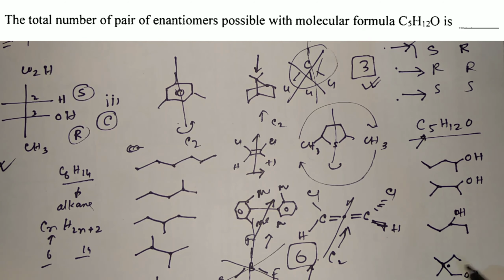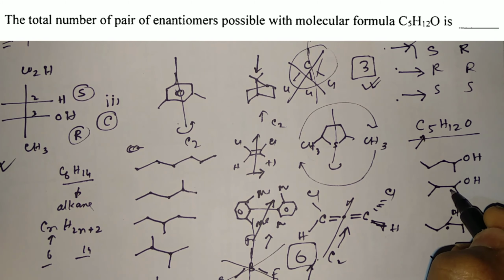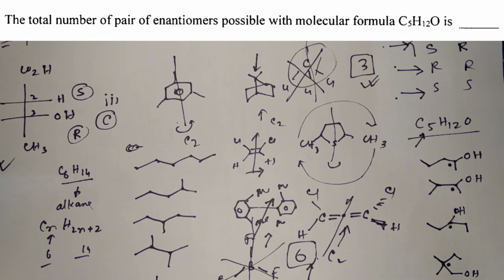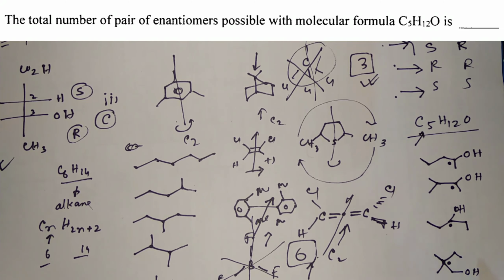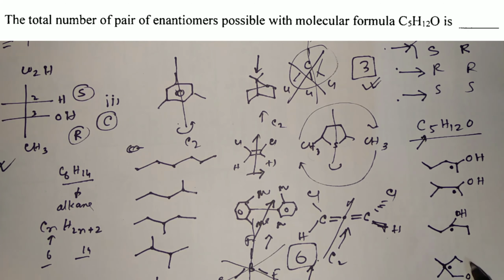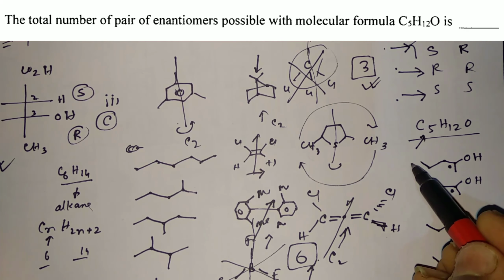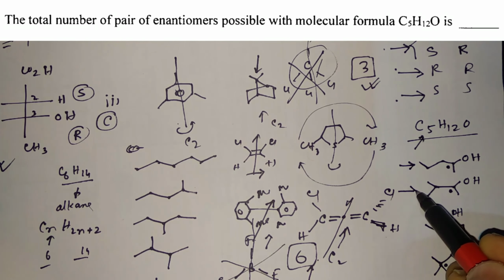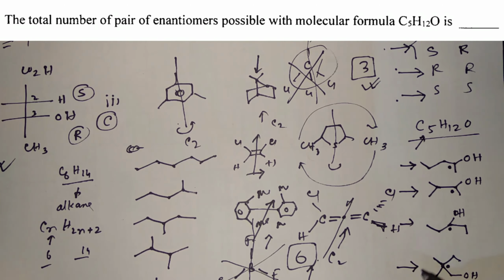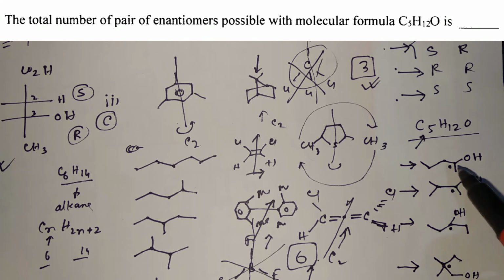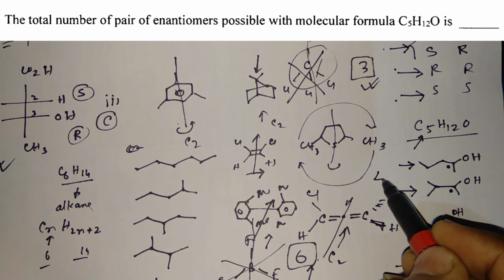So here this is the chiral center, here this is the chiral center, this one and this one. So 4 chiral centers in these 4 compounds are possible. So 4 compounds will form 4 different enantiomers. This will form a pair of enantiomers, this will form another pair, and finally this will form another pair of enantiomers. So therefore 4 pairs of enantiomers are possible, right? So the final answer will be 4.